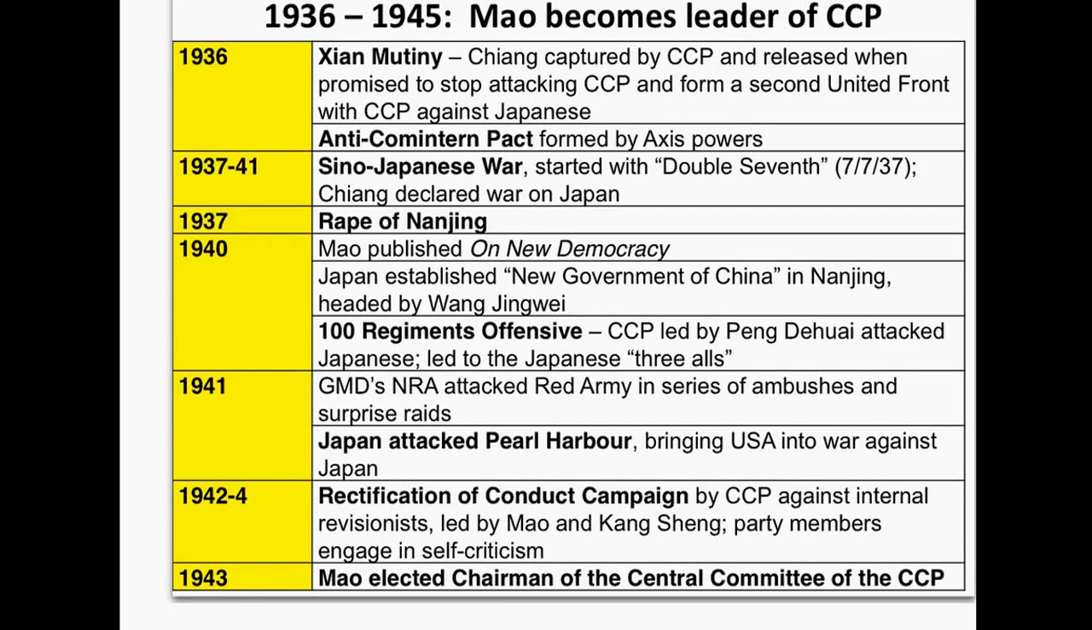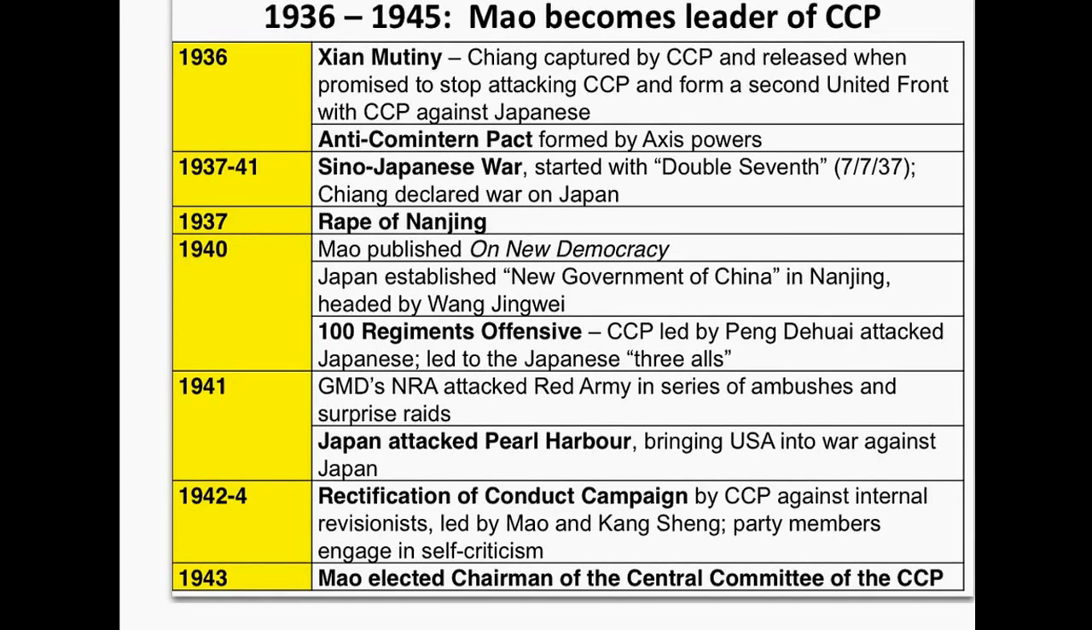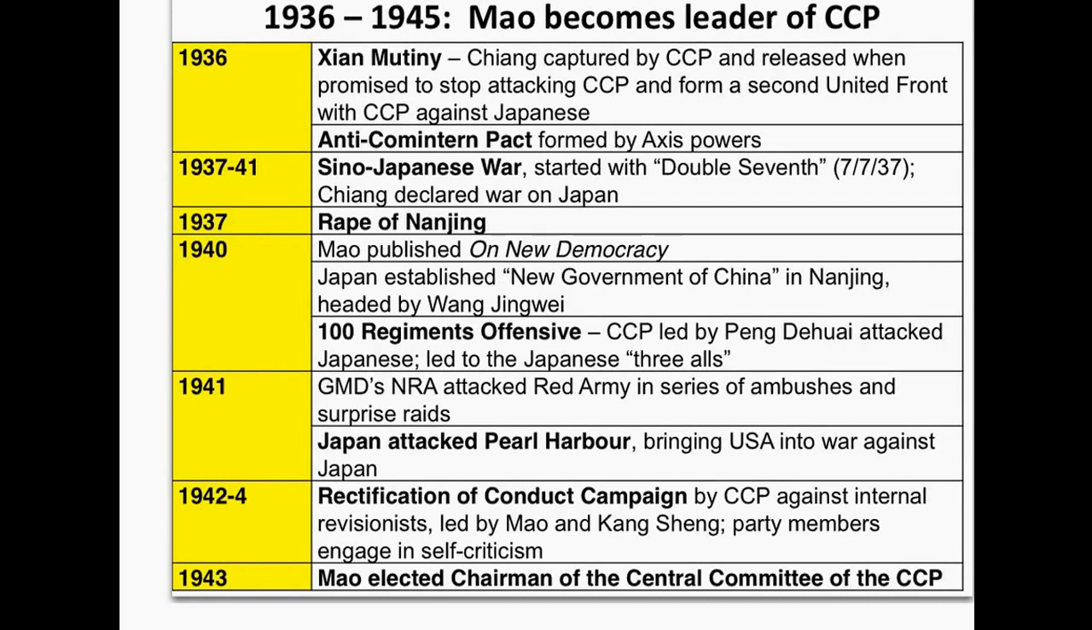In 1937, the Japanese slaughtered and tortured thousands in the rape of Nanjing. They then established what they called the New Government of China in that city. The CCP responded with a massive offensive led by Peng Dehuai, and that led the Japanese to declare their three alls, in which they would give no mercy to any Chinese. In 1941, the Kuomintang showed they still weren't that secure in the Second United Front when the Nationalist Republican Army attacked the Communist Red Army in a series of ambush and surprise raids.